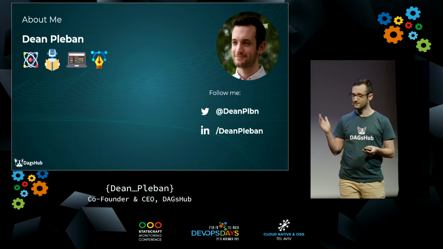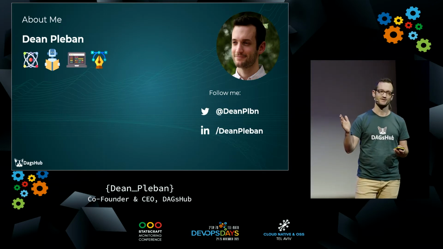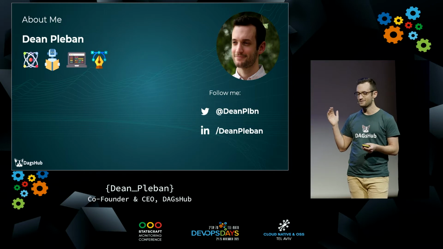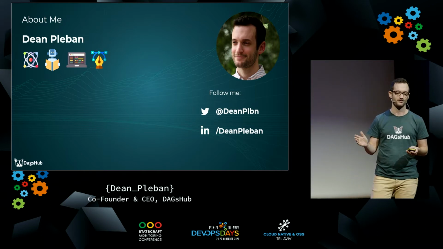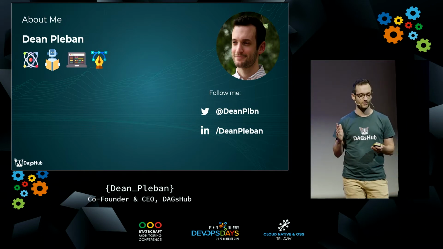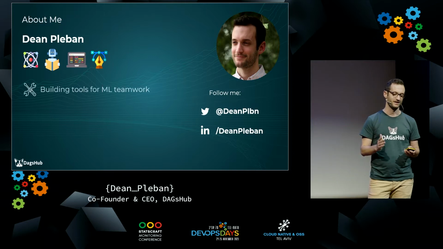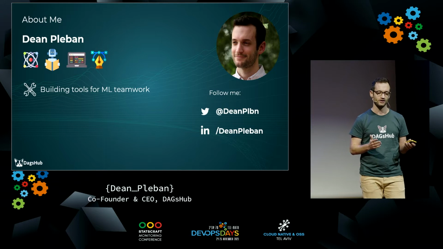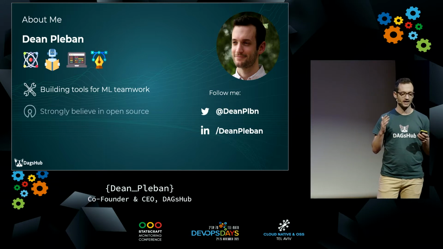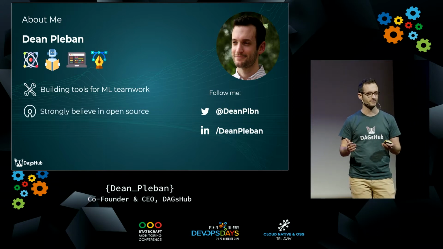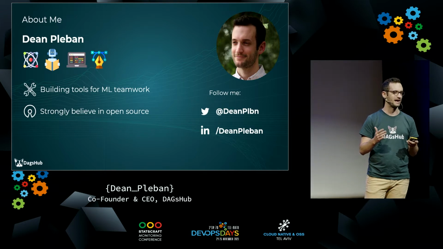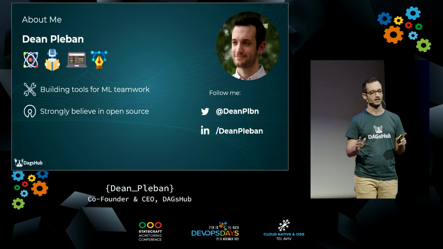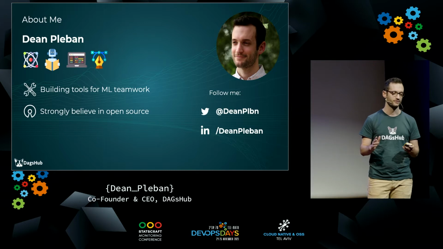So, a few words about me. My name is Dean. Thanks for joining this talk. My background is a combination of physics, computer science, and machine learning. And what you need to know about me for the purpose of this talk is I am very excited about building tools for machine learning teamwork. I am also a strong believer in open source, and specifically the role that open source has to play in the world of machine learning and machine learning tools.